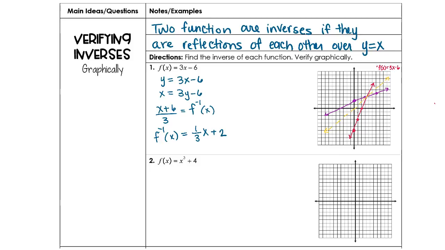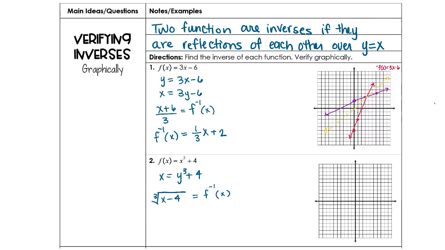Right, so let's look at our next problem, and we're still going to go through that same process. So here we're going to go ahead and swap our x and y. So we have x equals y cubed plus 4. We're going to subtract our 4 over and take the cube root. So we have the cube root of x minus 4. That's going to be our inverse function.